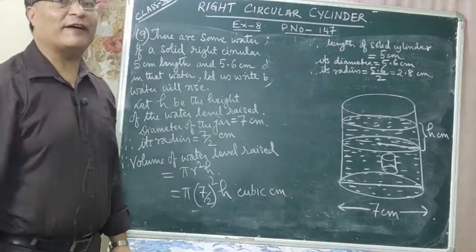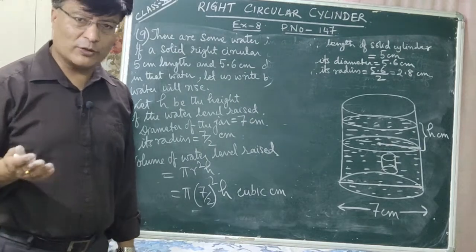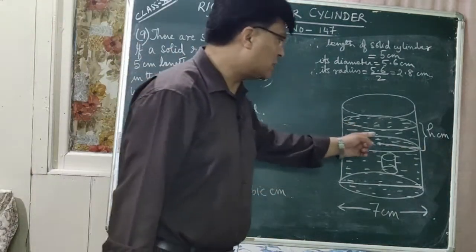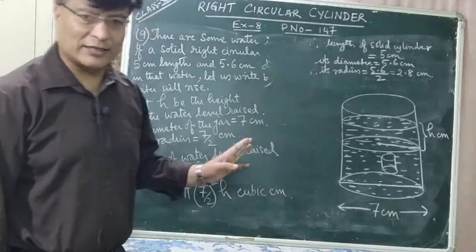And also you have to find out the volume of the solid circular cylinder, because we know that volume of the displaced water is equal to volume of that cylinder. I think you have understood it now.